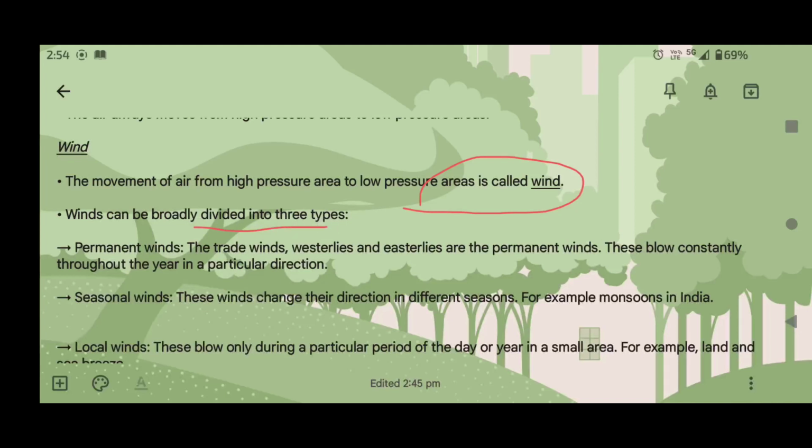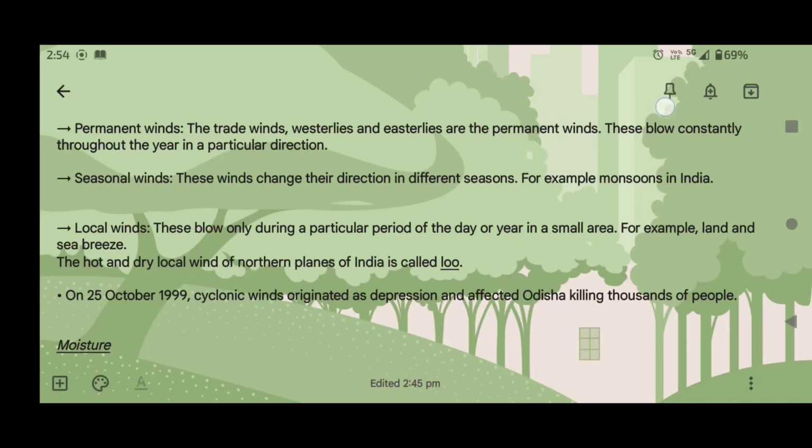Wind can be broadly divided into three types. Permanent winds: the trade winds, westerlies and easterlies are the permanent winds. These blow constantly through the air in a particular direction. Seasonal winds: the winds change their direction in different seasons. For example, monsoons in India.